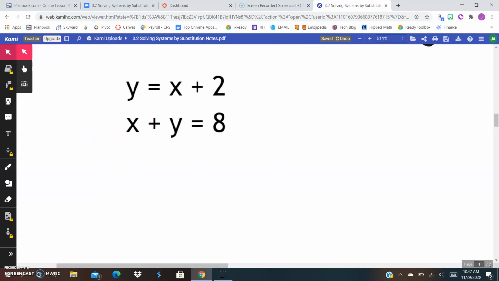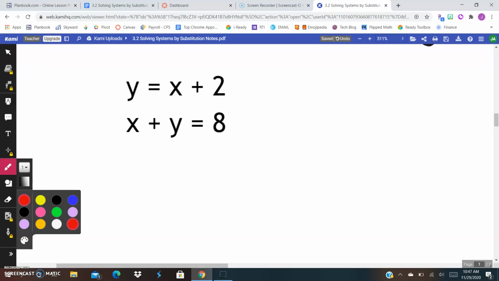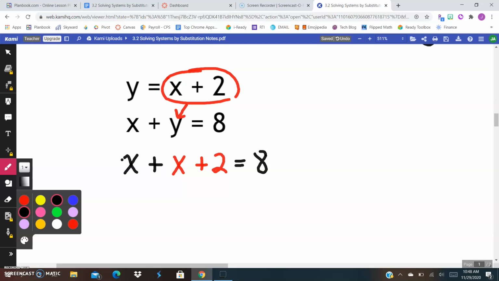Now for this one, instead of both of them being y equals, we have 1, and that's okay. So what we know is y is x plus 2. So we're going to replace the y in the other equation with that x plus 2. So we have x plus, our y now is x plus 2 equals 8.